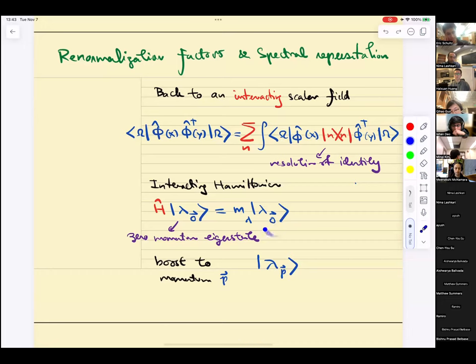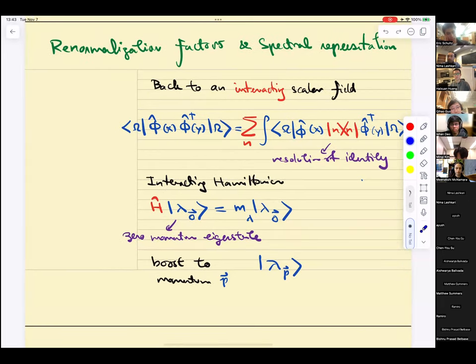But here I'm looking at a zero momentum eigenstate, so it's just going to be mass, right? Now, hopefully you recall that if I have one such state, I can boost it to some other momentum, and I get new states. The Poincaré algebra will tell you what the energy corresponding to those states is, but you already know the answer to that. Is this clear what this notation is? It's very important what this notation means.